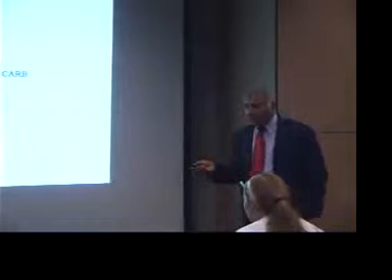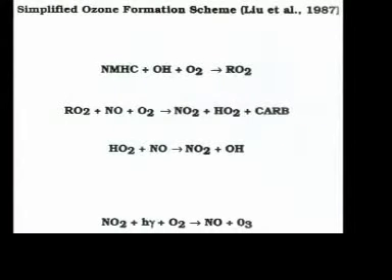So this is the chemical reactions that go on. NMHC stands for non-methane hydrocarbons, VOC. It reacts with the hydroxyl radical in the atmosphere to produce a peroxy organic radical. This peroxy organic radical reacts with the second species, which is the nitric oxide, NOx, that I talked about, to give us NO2, nitrogen dioxide.